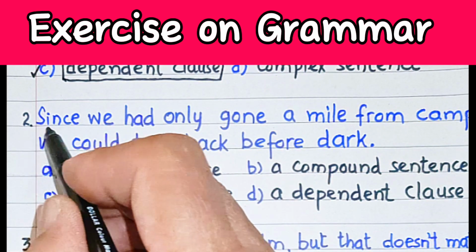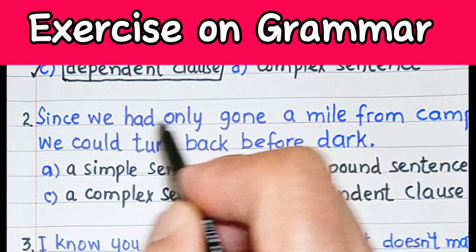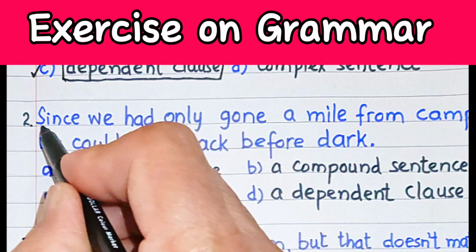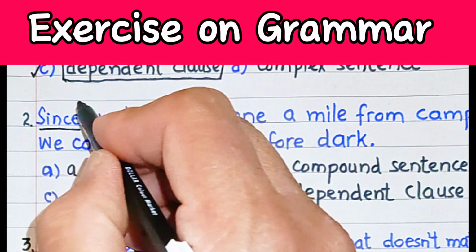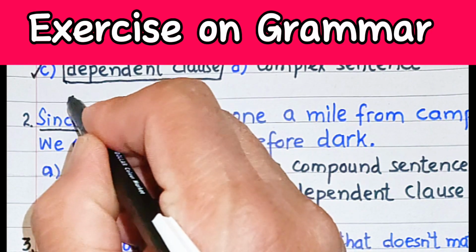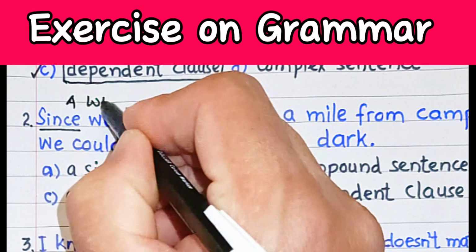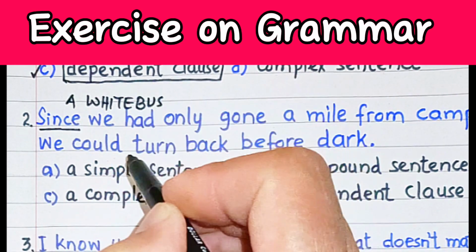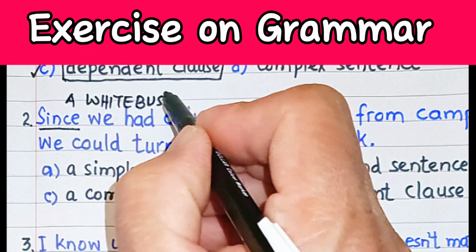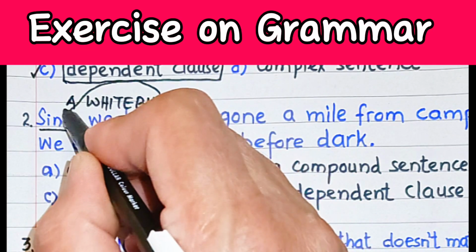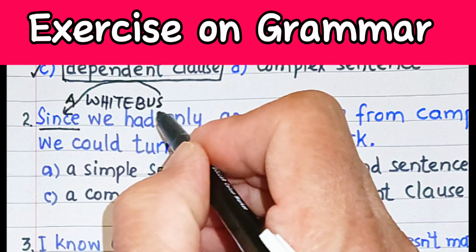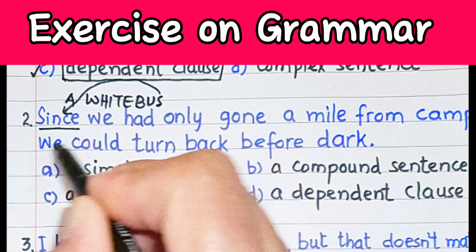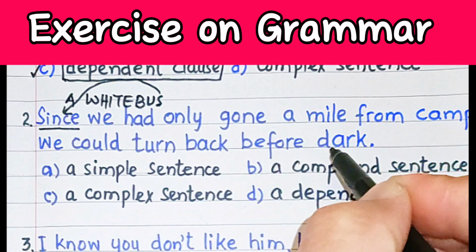Now sentence number 2, since we had only gone a mile from camp, we could turn back before dark. So over here, out of the white bus, a white bus is an acronym. So over here, S stands for since. So this S last one, since we had only gone a mile from camp, we could turn back before dark.